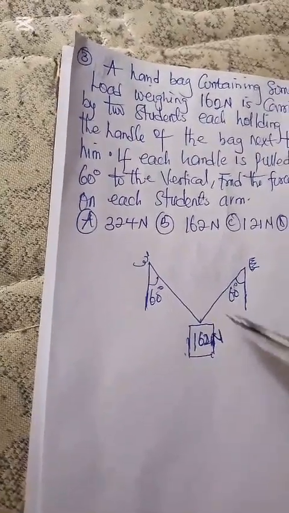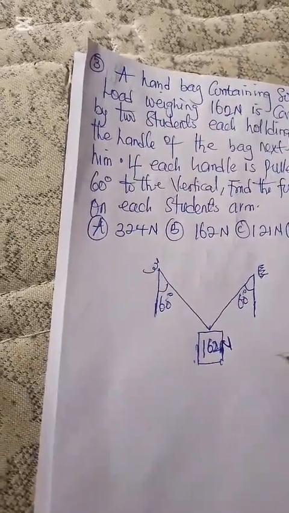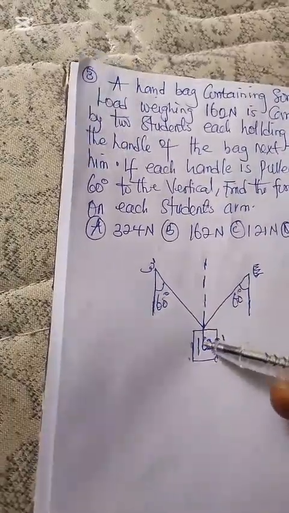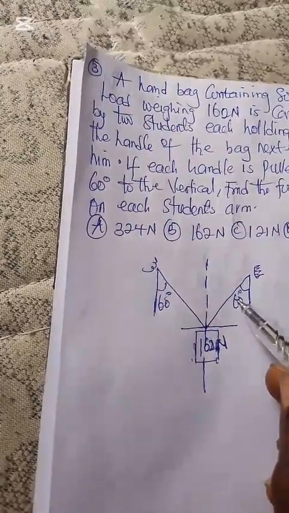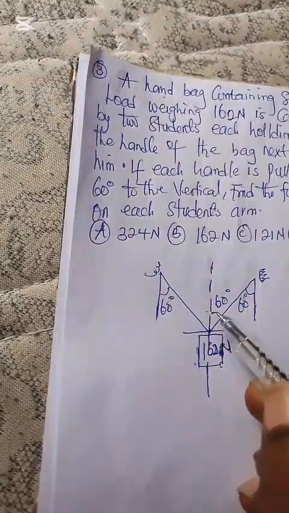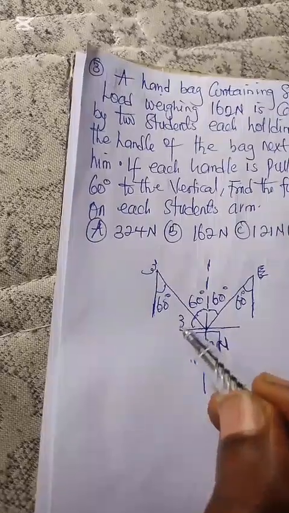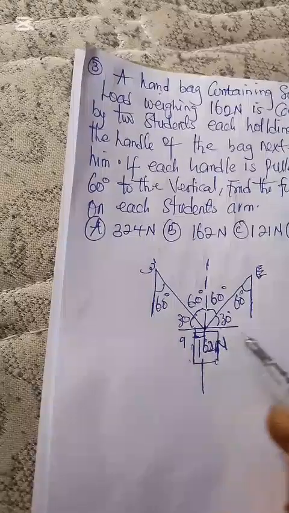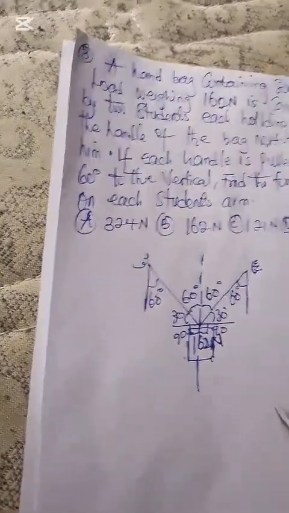If you look at this particular diagram very well, there are some things you can decide to do if you have done plane geometry. I can decide to draw an imaginary line here. Here is alternate to this place, so here should be 60 degrees. This is also alternate to this, so here should also be 60 degrees. Then here will be 30 degrees, and here will also be 30 degrees. Then this angle here is 90 degrees, and this is also 90 because it's a right angle triangle.